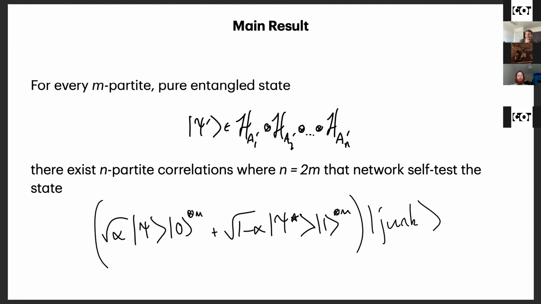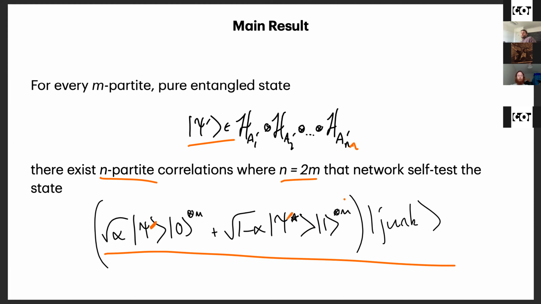Our main result is that for every M-partite pure entangled state, psi prime, that should be an M, so we've got an M-partite state here, there exist N-partite correlations, where N is equal to 2M, that network self-test this state. Given this psi prime, we've got psi prime star here. So we can self-test this superposition of psi and its complex conjugate. And notice if psi prime is real, then you just get the state back.